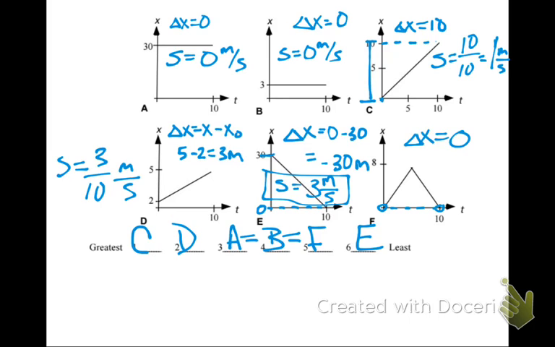1.6 meters. Why is it 1.6? Because your distance traveled is 16. Oh, yeah, 16. And then your time is 10 seconds. Yeah. 8 up, 8 down is a total of 16, giving us 16 divided by 10, or 1.6 meters per second.